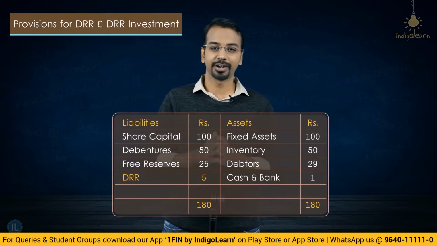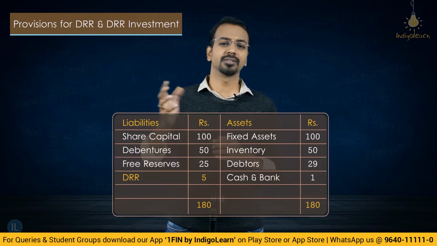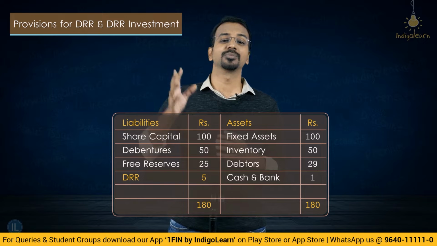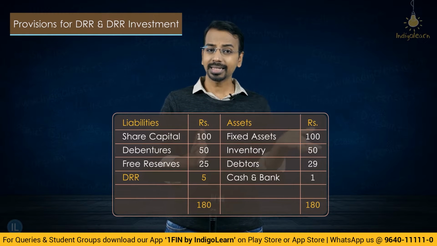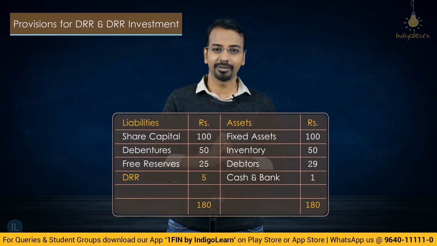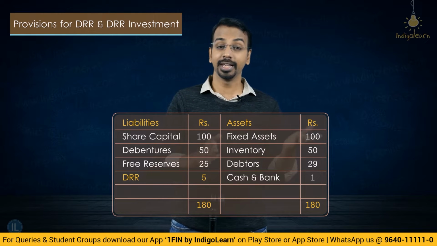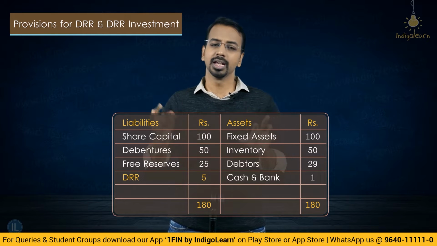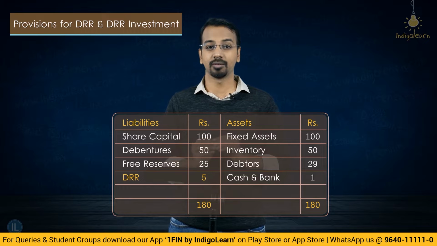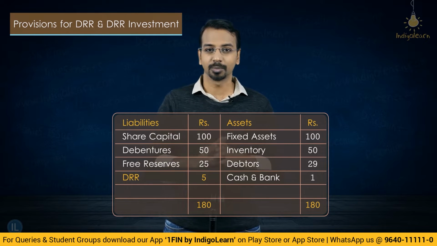Let's take a hypothetical balance sheet. You have share capital of 100, debentures of 50, free reserves of 25, and debenture redemption reserve of, let's say, 5. This is on the equity and liability side. And on the asset side, you have fixed assets of 100, inventory of 50, debtors of 29, and cash balance of 1, right? Now the balance sheet looks pretty fine. You have created a debenture redemption reserve of 5, which is shown under reserves and surplus.